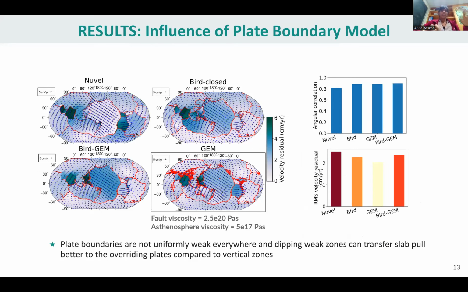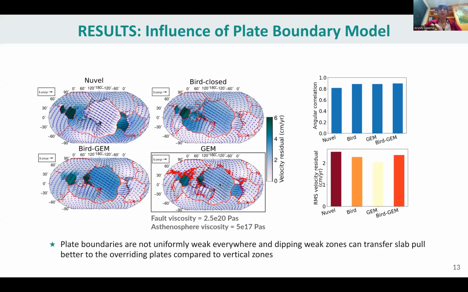So these are the plotted velocity residuals for each best fitting plate boundary geometry model. Lighter regions are the regions that fit well with respect to the observations, and darker regions are the regions that do not fit well with the observations. So Nouvelle, as we looked at, has the maximum misfit, but it fits the Pacific plate very well, and everywhere else it has a high misfit.